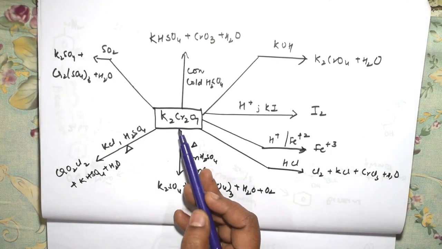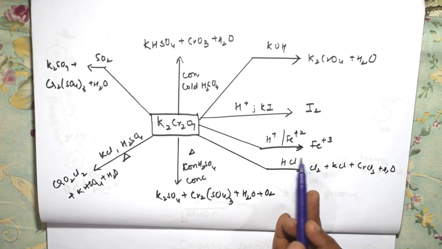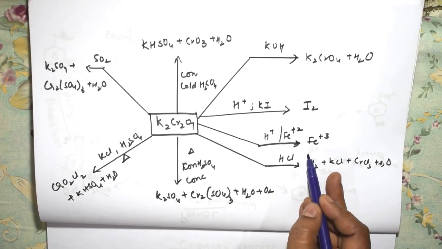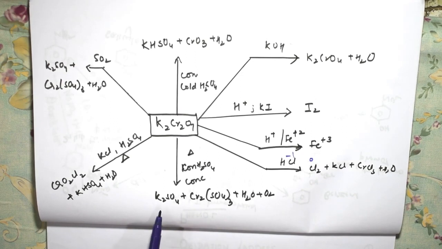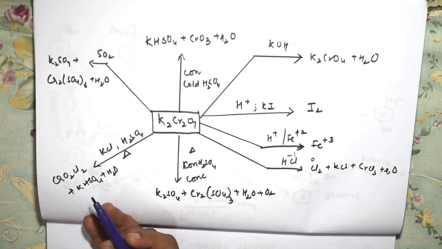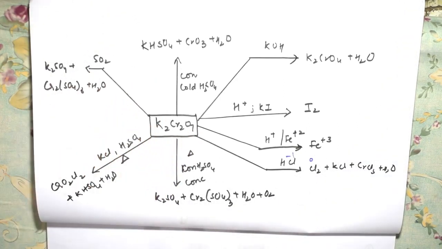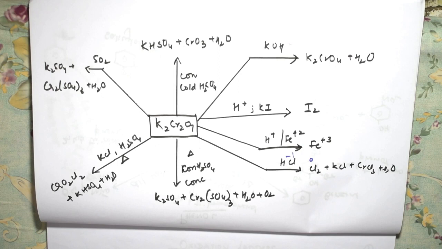Being an oxidizing agent, it is going to oxidize iodide to iodine, Fe+2 to Fe+3, HCl to Cl2, where here it is -1, oxidation state is 0. With concentrated sulfuric acid, dichromate to chromate, oxidation. Further, these two products are also given. Sulfur dioxide to sulfate conversion. Chloride to chromyl chloride, right? So, I have shown you all the conversions, students.